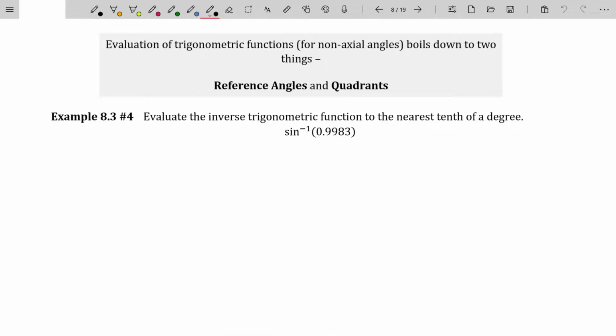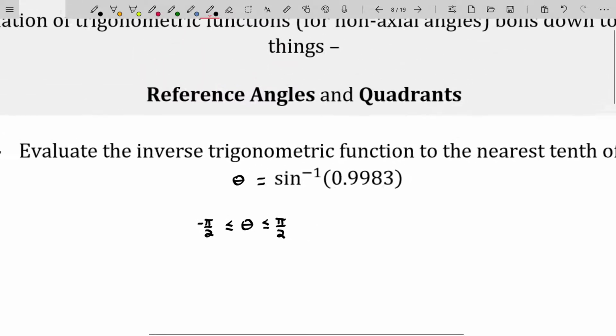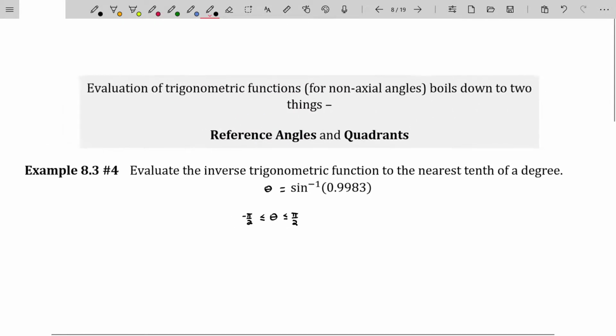And now we get into a ratio that is neither a special ratio nor a quadrantal ratio. This is something which will require a calculator. But I still tackle it the same way. This is going to be some angle between negative pi over 2 and positive pi over 2. And in fact, let me read the instructions, because they might require, yep, and they do, they require degrees in this answer. So you do have to pay attention to that.